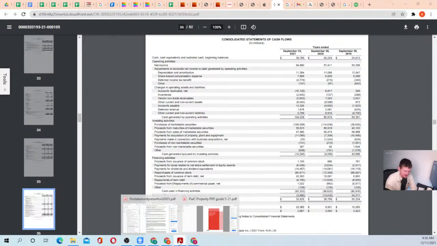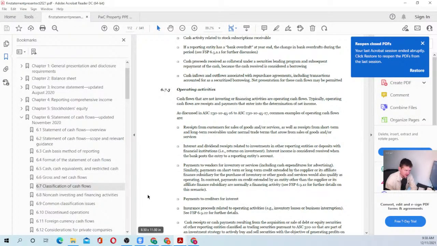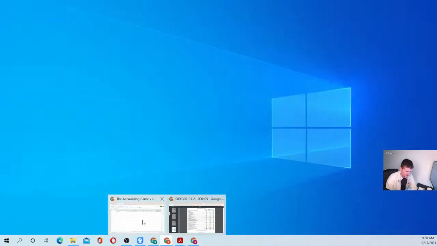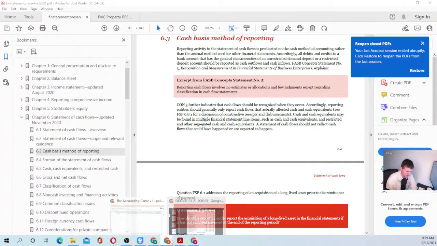Now the guidance, the accounting standards, give us actually two options to report. One is the direct cash flow method, and the other one is the indirect cash flow method. As a part of our homework, let's see.